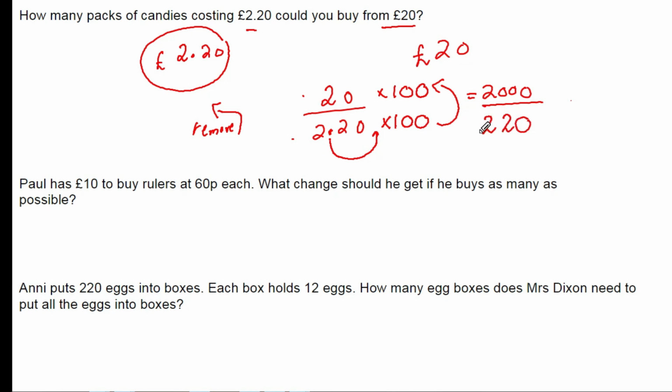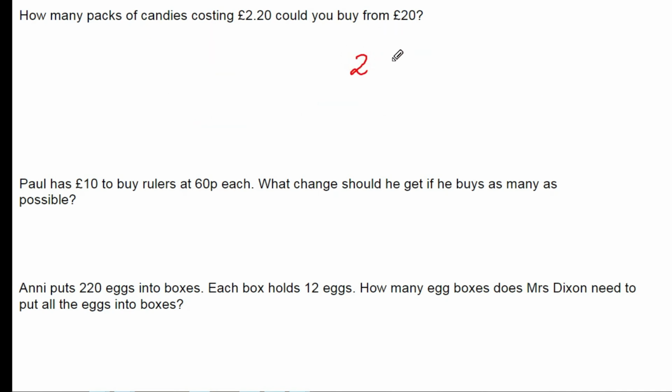So now your decimal has been moved to the end. Ending means there is no decimal. Okay guys, so finally we end up with 2000 divided by 220. Now we can do it easily. We have 2000, we need to divide it by 220.